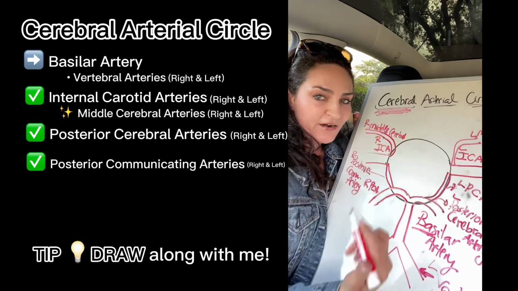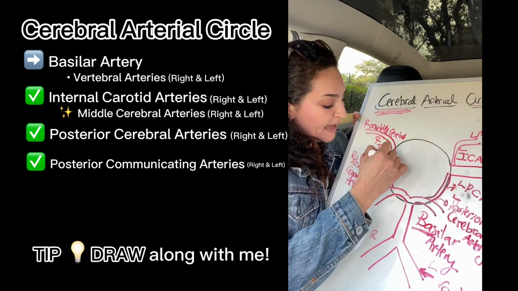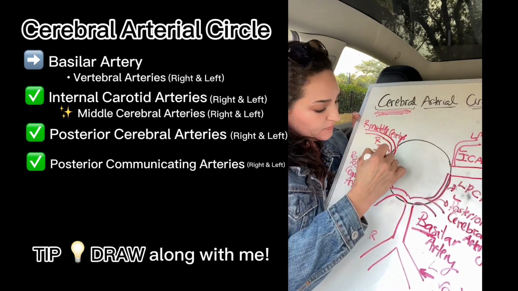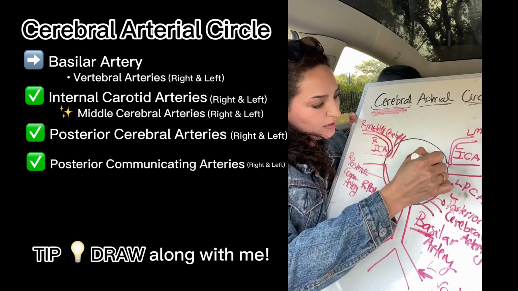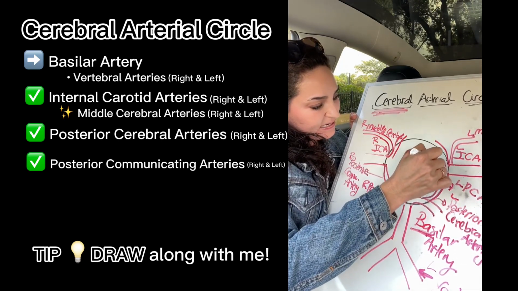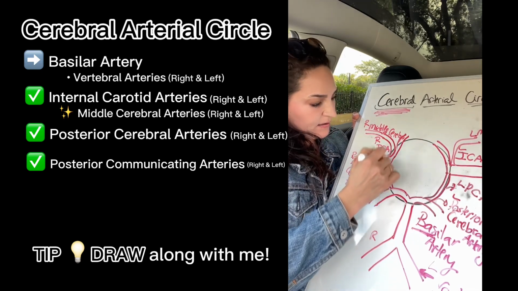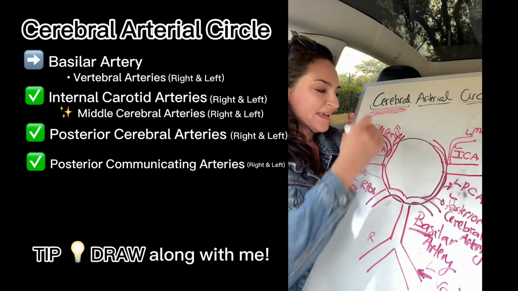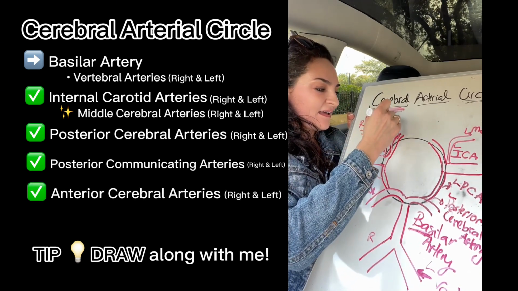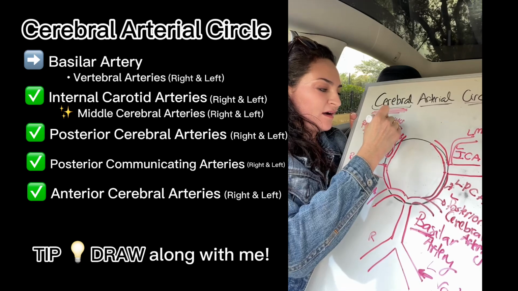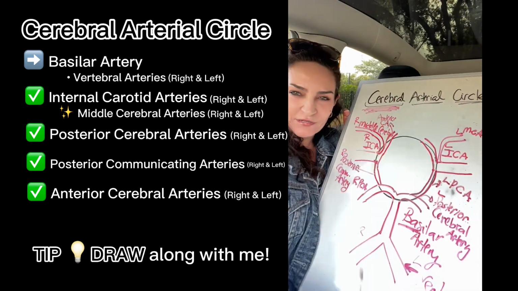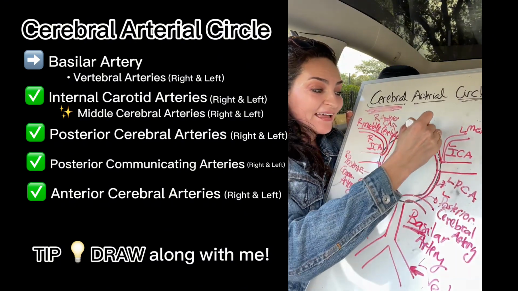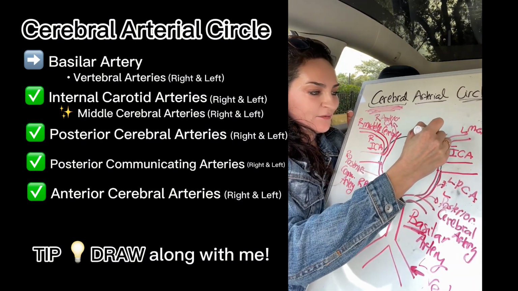Now, if this was the middle and this was posterior, what do you think we have now? We are going towards the anterior aspect, right? Good job. So now we have right here the internal carotid arteries branching into a blood vessel that is anterior, and this blood vessel is conveniently named anterior cerebral artery. So you have the right anterior cerebral artery and the left anterior cerebral artery.